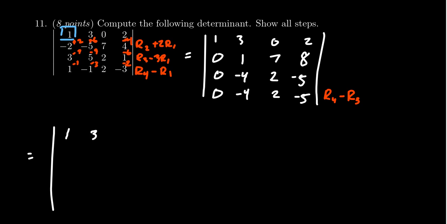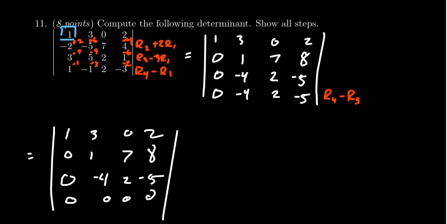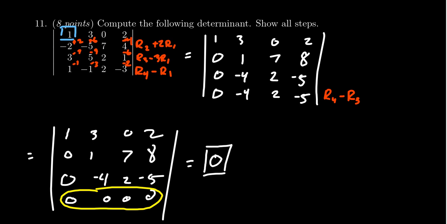1, 3, 0, 2, 0, 1, 7, and 8, 0, negative 4, 2, and negative 5. And then the fourth row becomes 0, 0, 0, 0, which now, if we were to cofactor expand across that row, we're going to get zeros times all the minors, and we see that the determinant turns out to be 0 in this situation. So our original matrix was a singular matrix, and we discovered this row of zeros along the way. That gives us a determinant of 0.